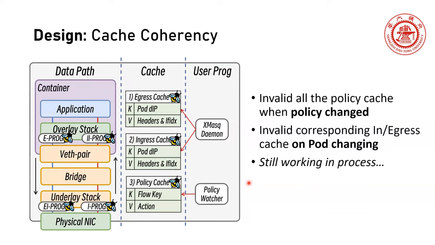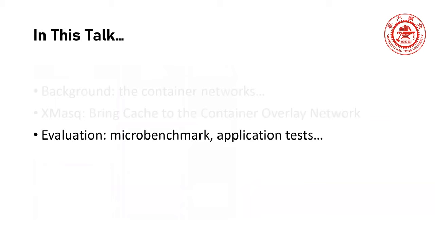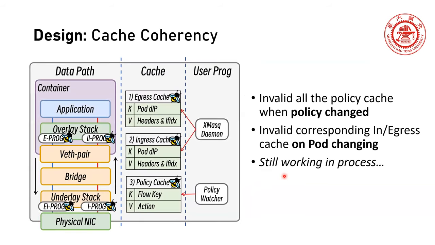And the third part of the design is cache coherency. Here, it means that the cache should perform correctly when the overlay network changes. For example, when pods are deleted or policies are updated, the cache must change accordingly. And currently, we make XMask invalidate all the policy cache when a policy changes and invalidate the corresponding ingress or egress cache on pod changes. And we are still working on this part. And so this is the design of XMask.